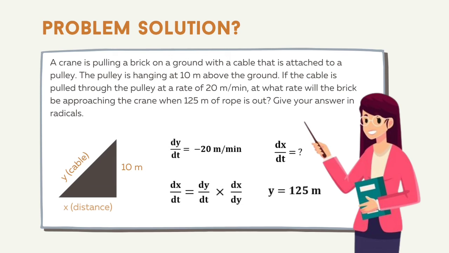I interpret the question into a triangle, where y equals the cable, x equals the distance, and 10 meters is the height. As we know, dy/dt is 20 meters per minute, which is the rate of the cable pulled through the pulley, and I change it into negative because the length of the cable is decreasing. And we want to find out dx/dt, which is the rate of the braid approaching the crane, and we know that y equals 125 meters, which is the length of the rope. To find dx/dt, we use the chain rule, which is dy/dt multiplied by dx/dy.